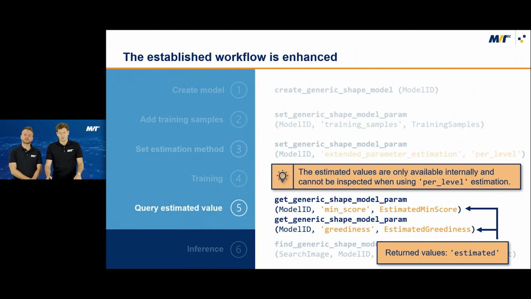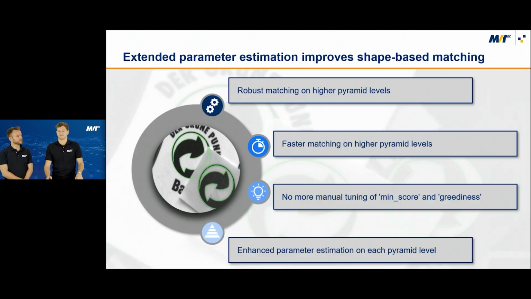If the new per-level estimation algorithm is used, the estimated values for the min score and the greediness cannot be inspected in detail. Instead, the string estimated is returned when the values are queried, indicating that the values for each pyramid level have been estimated. This new estimation algorithm brings further improvements for shape-based matching. It leads to a more robust and faster matching on higher pyramid levels.